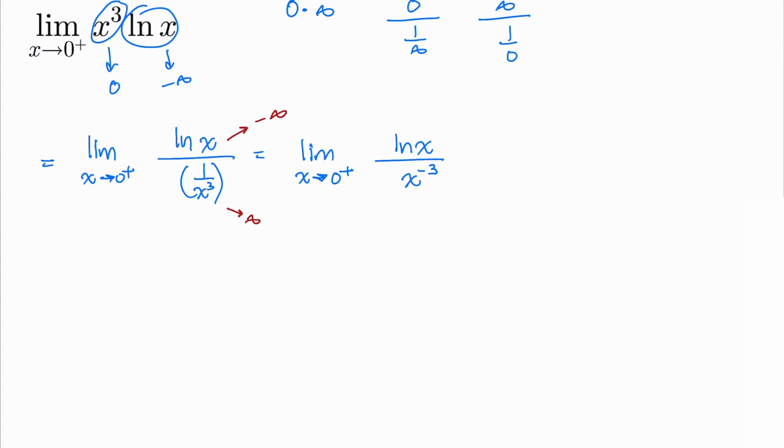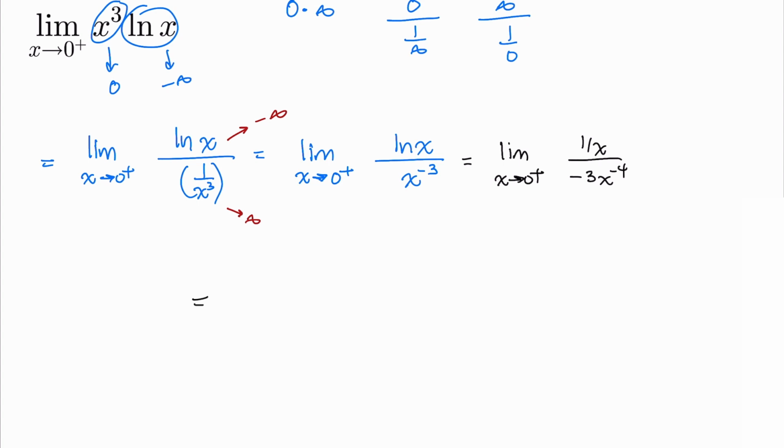So to use L'Hopital's rule, we apply the derivative to the numerator and the denominator. So this is the limit as x approaches 0 from the right, 1 over x over negative 3x to the negative 4. Now, it would seem that we're at a crossroads here, but remember, now we have powers of x. We can simplify this very nicely.